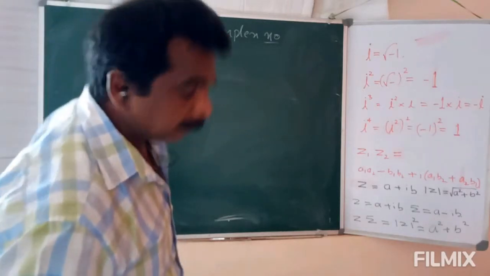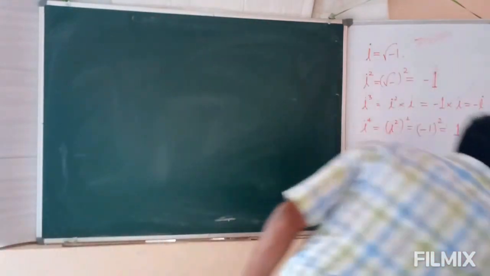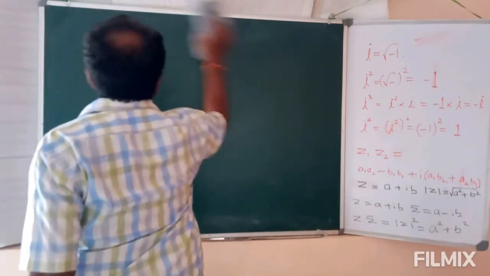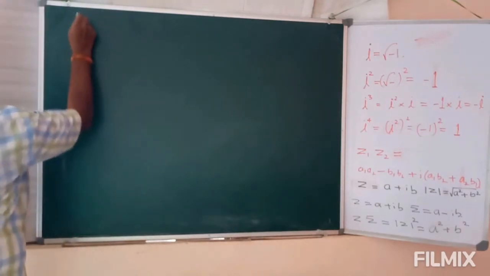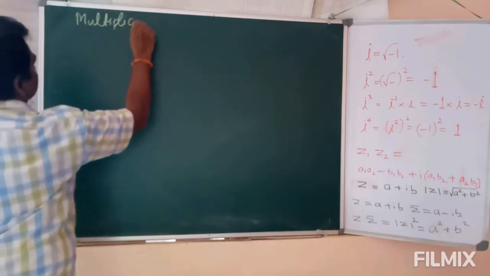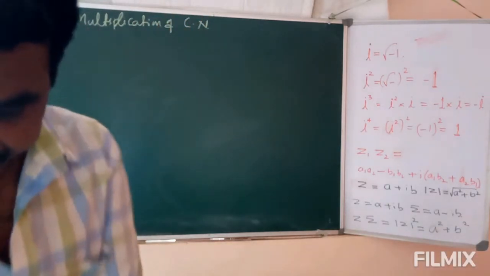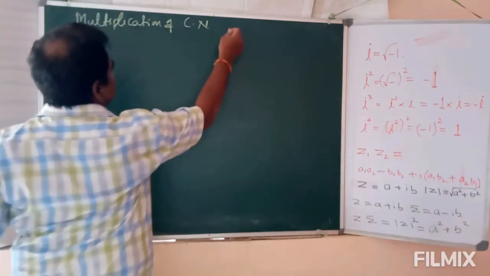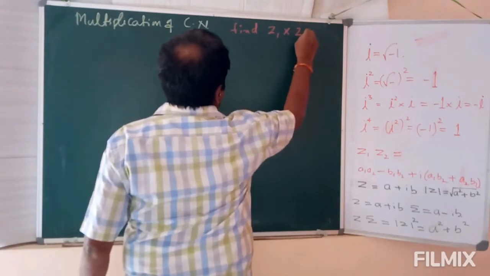Okay. Now product of two complex numbers or addition of complex numbers. Understand? Addition of complex number. Sorry, multiplication of complex numbers. So addition already over. Multiplication of complex numbers. Okay? Find Z1 into Z2.